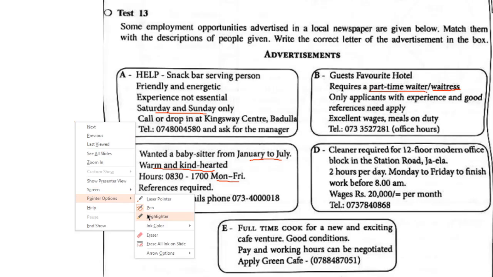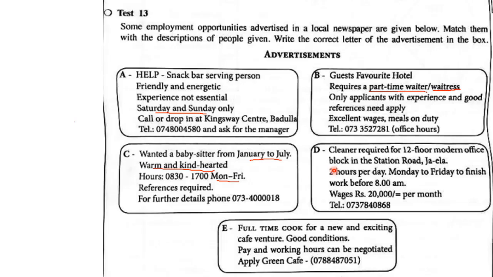Right. Now, C. Cleaner required for 12th floor of modern office. I told you a cleaning job does not require a lot of skills, right? Usually it is categorized as unskilled labor in Sri Lanka. Modern office block in the Station Road, 2 hours per day. You just come and work for 2 hours, Monday to Friday, to finish work before 8 a.m. That means you can come at 6 o'clock and finish before 8 o'clock. That means just 2 hours.